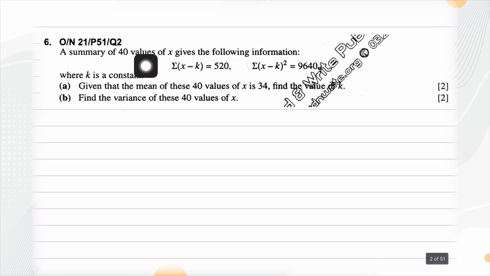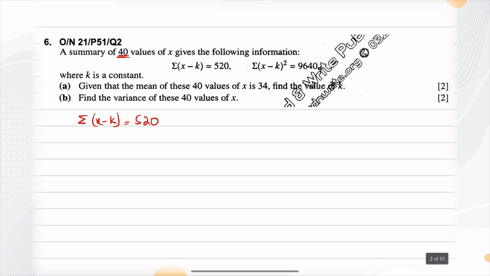It says a summary of 40 values of x gives the following information. Summation x minus k equals 520. Summation (x minus k) whole squared equals 9640, where k is a constant. Given that the mean of these 40 values of x is 34, find the value of k. So first you want to write down the information. Let's underline whatever is important. 40 is important, that's telling us the number of terms. And summation x minus k equals 520.